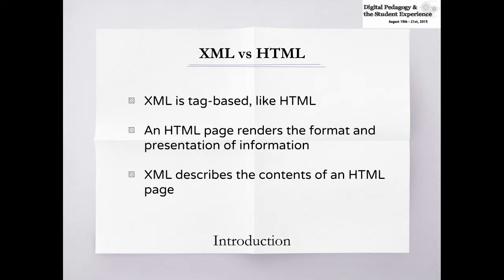When you render an HTML document in a web browser, you don't see the tags. It's made so that it is human readable. HTML describes how information is presented and formatted on the page. XML, on the other hand, describes the contents of an HTML page, or in other words, it describes web data.